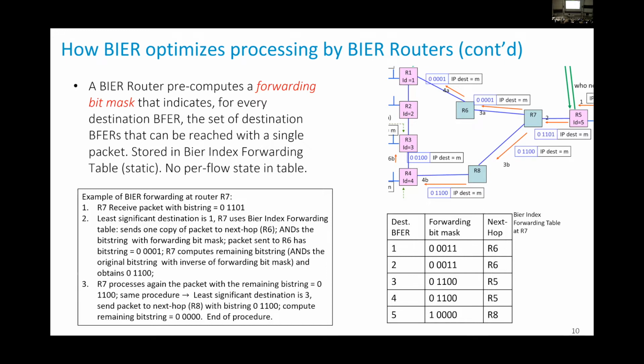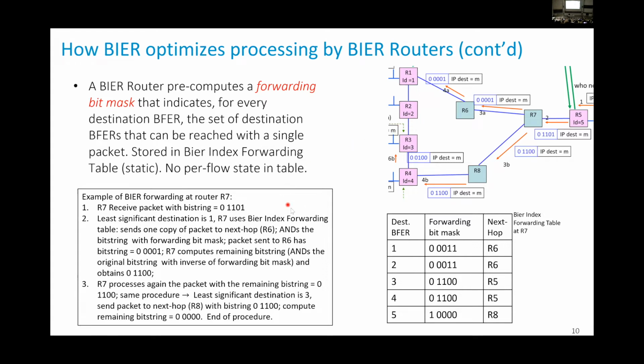That's the way of describing an intersection of lists with bit masks here. So the router R7 will go here, create the new mask, and send the packet to R6. And this is what is done here. Then it will see whether I need to create additional packets.